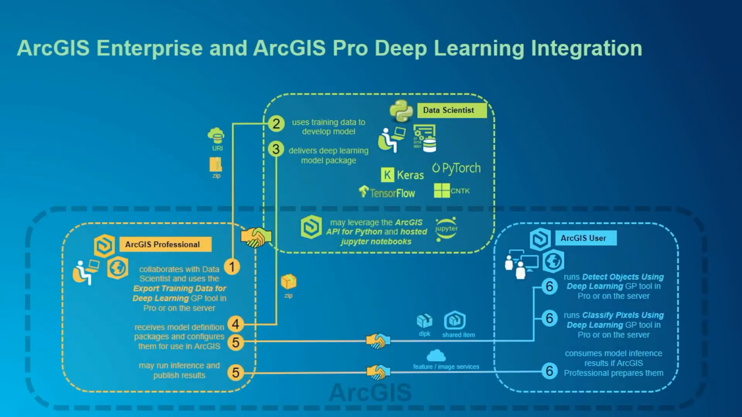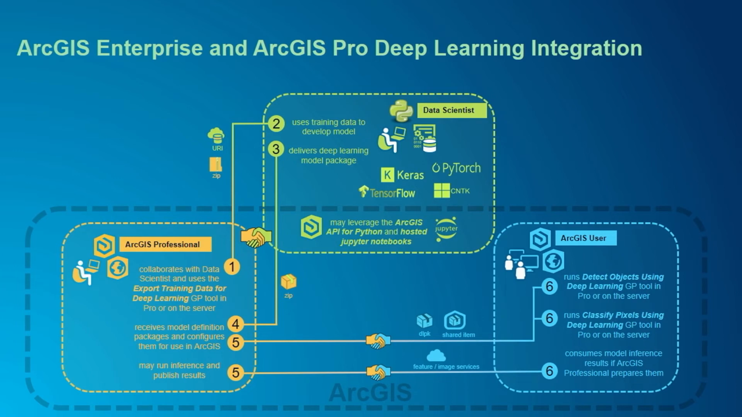This diagram shows how ArcGIS Enterprise and ArcGIS Pro are integrated with deep learning. We have 3 types of roles: ArcGIS professionals, data scientists, and ArcGIS users. We have different roles, but it doesn't mean they have to be different persons. You can, as a single person, do all these tasks.